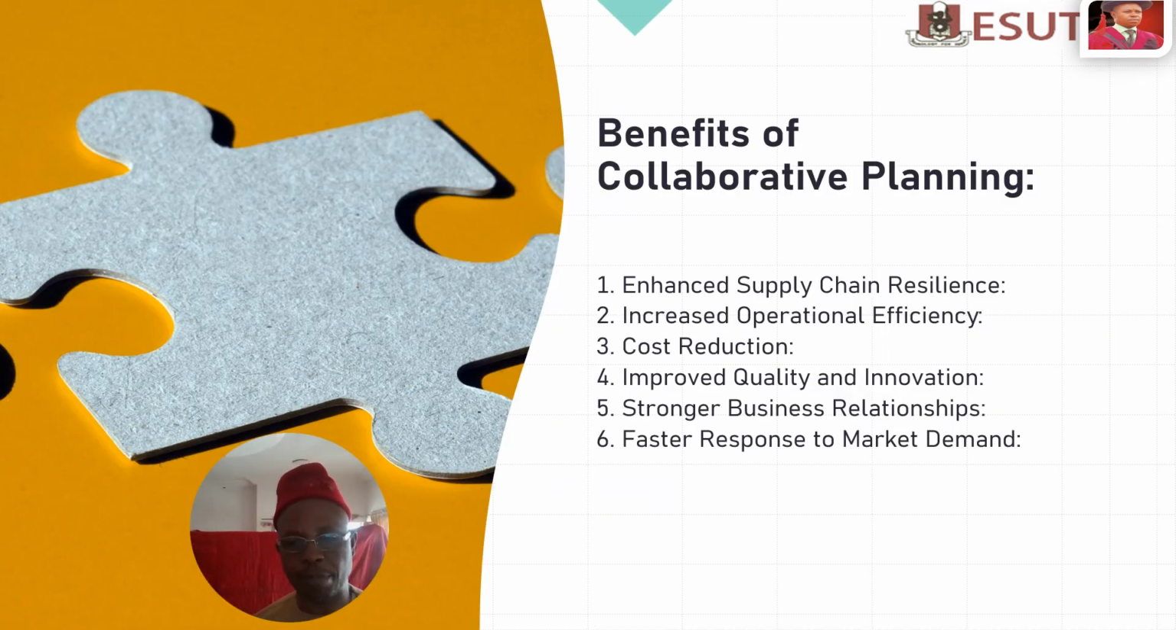Benefits of collaborative planning. The benefits of collaborative planning cannot be overemphasized. Listed below are some of these benefits. Number 1, enhanced supply chain resilience. 2, increased operational efficiency. 3, cost reduction. 4, improved quality and innovation. 5, stronger business relationships. And 6, faster response to market demand. Let us consider them one after the other.